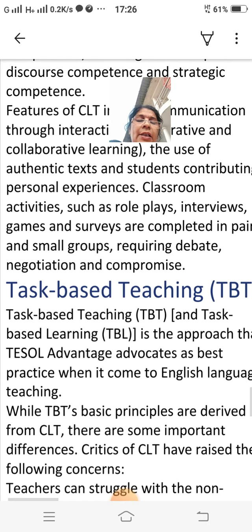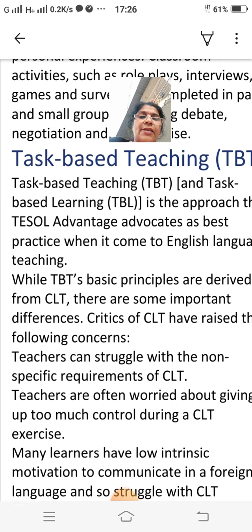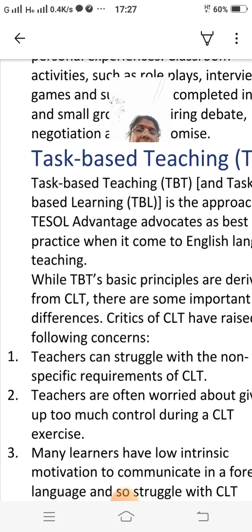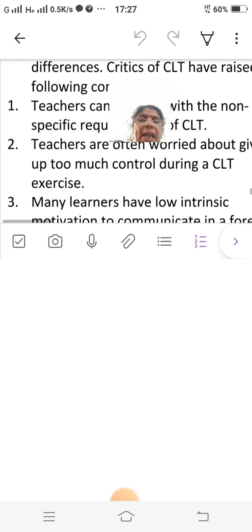Task-Based Teaching, TBT. What is this? Task-based teaching, TBT, and task-based learning, TBL, is the approach the TESOL Advantage advocates as best practice when it comes to English language teaching. While TBT's basic principles are developed from CLT, there are some important differences. Critics of CLT have raised the following concerns.